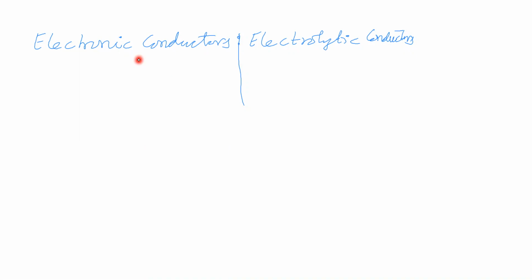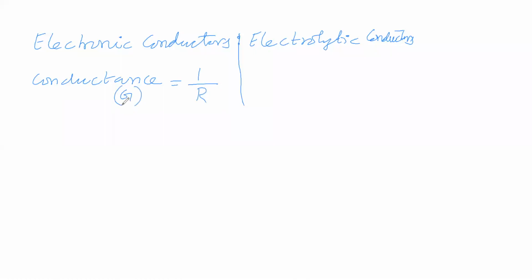Now we will consider the word conductance. What is meant by conductance? It is the power of carrying current. This conductance is defined as the reciprocal of resistance. Conductance is equal to 1 by R.